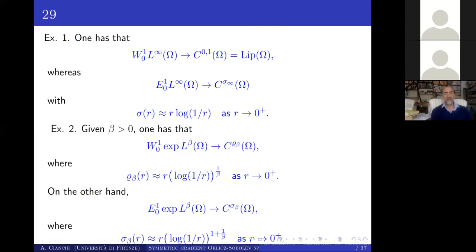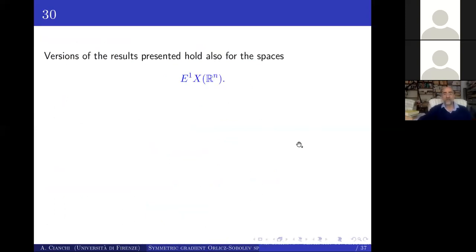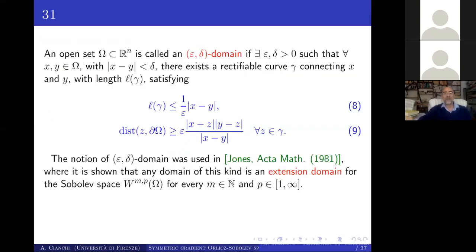In fact, we were looking for minimal conditions in some sense. Since you asked me the question, I'll show you. These are what are called the epsilon delta domains. I don't know if you are familiar with this. These are the domains that appear in John's paper about extension of Sobolev spaces. This means that near the boundary, 2 points can be joined by a curve where the distance at any point of the curve is comparable in a sense to the distance from the boundary.